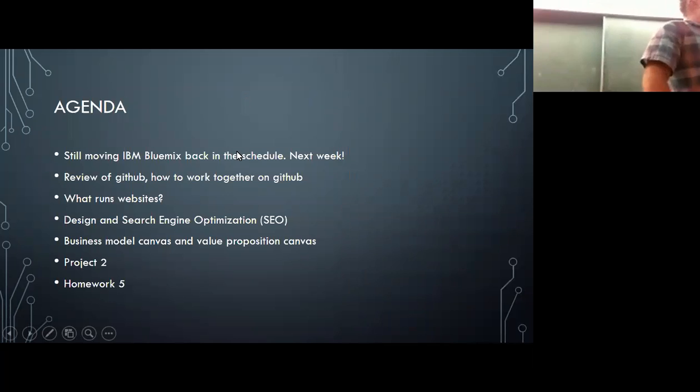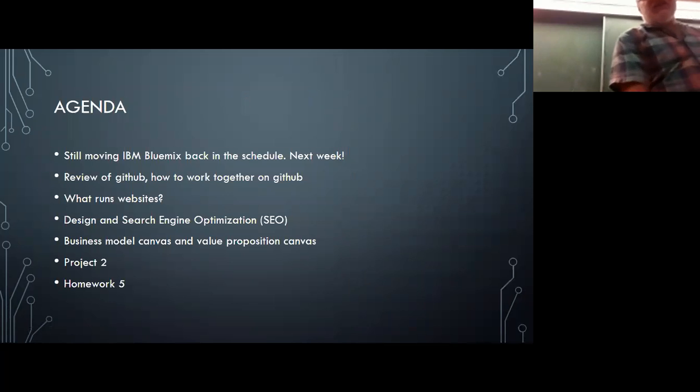So after reviewing GitHub, I'm going to talk a little bit about the technologies that run websites and how you actually tell what's running a website out there. There's a really neat plugin for Chrome that tells you all the technologies behind any website out there. So we'll play with that one a little bit, and then get into our two main topics for the night.